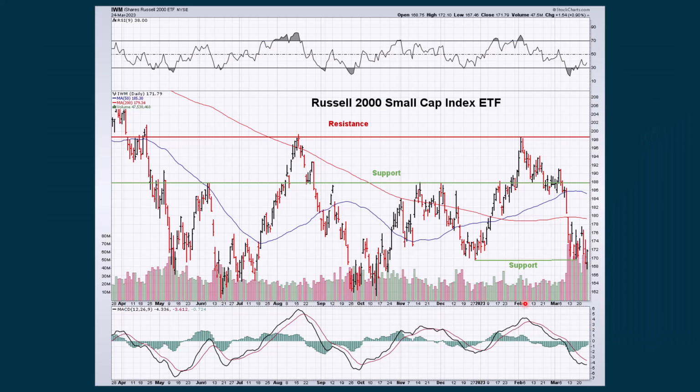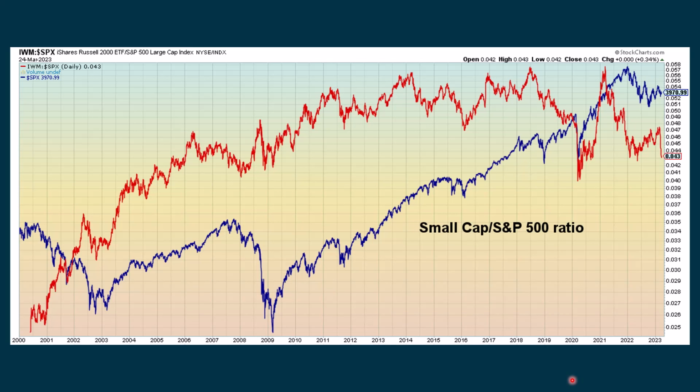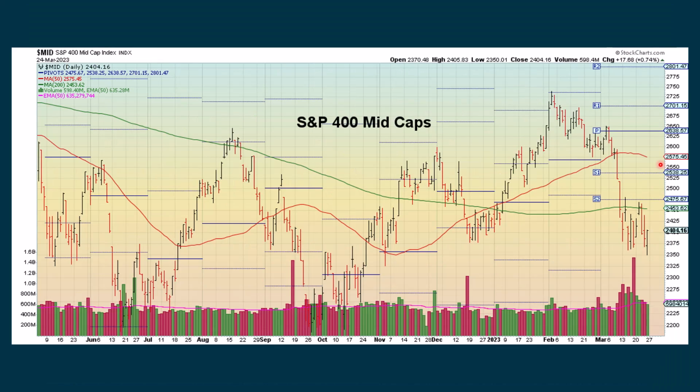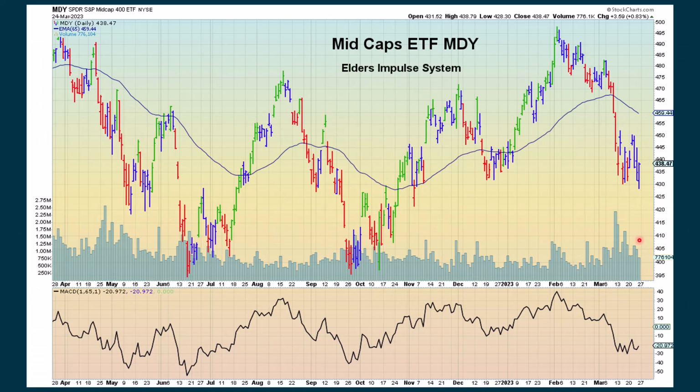Here's another look at the Russell 2000 index. This support level has been holding. The RSI is negative, but it is showing some improvement, but the MACD on the bottom shows that the trend is down. Here's a ratio from small caps to the S&P, shows how the red line has really been breaking down. The small caps for the Elder Impulse system are neutral. The mid caps, also recent golden cross, look like they were doing quite well, but have since fallen back and now are chopping sideways. The Elder Impulse system for the mid caps continues to be neutral.